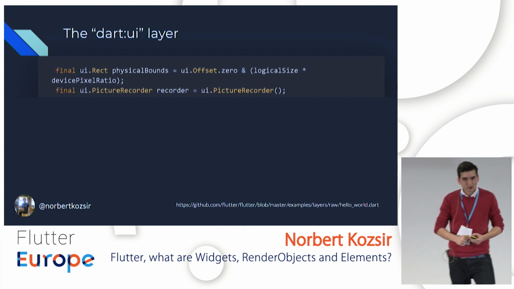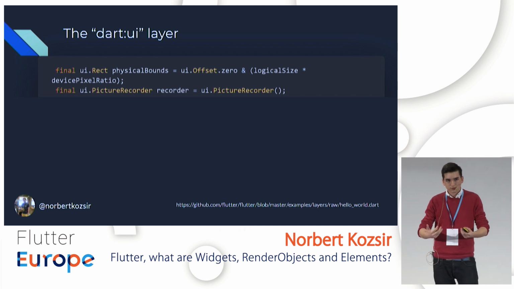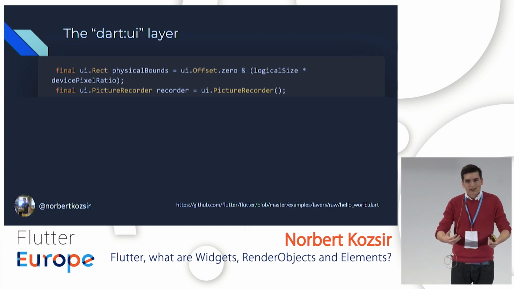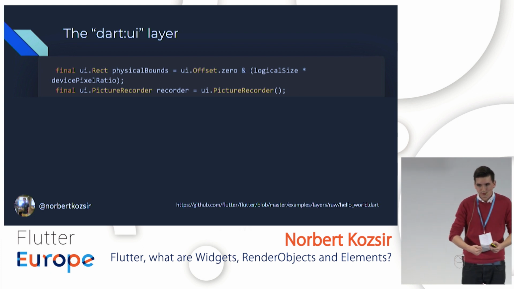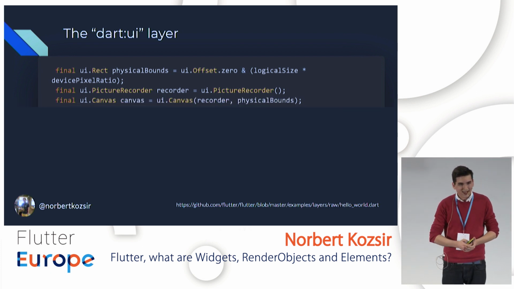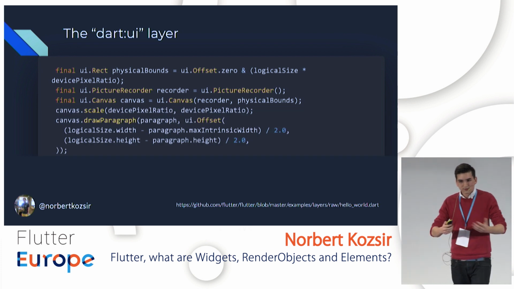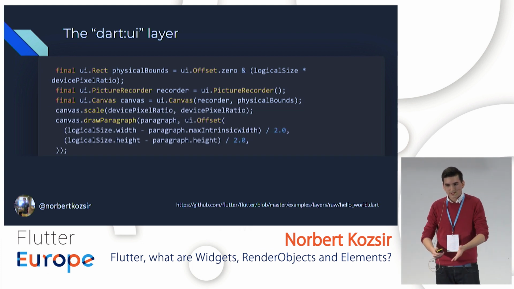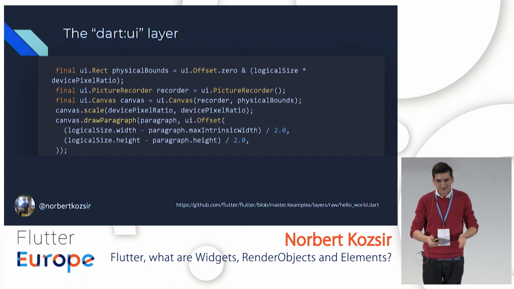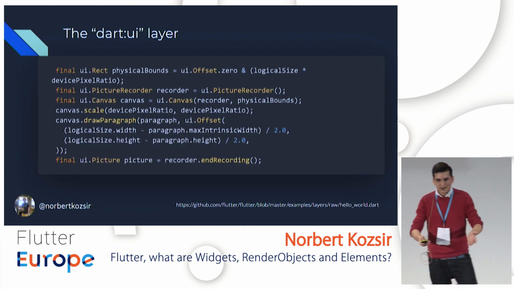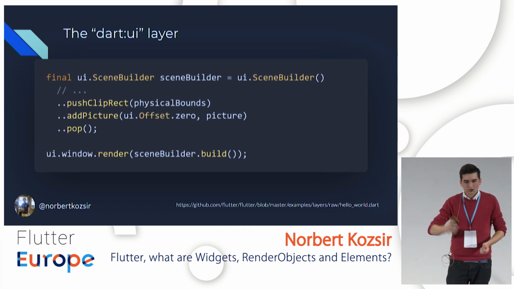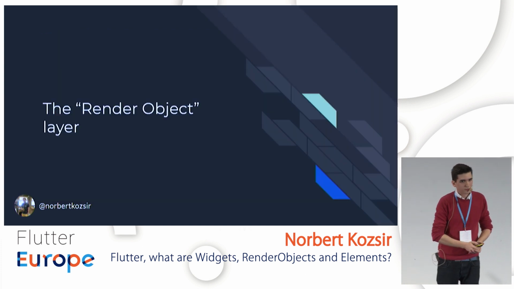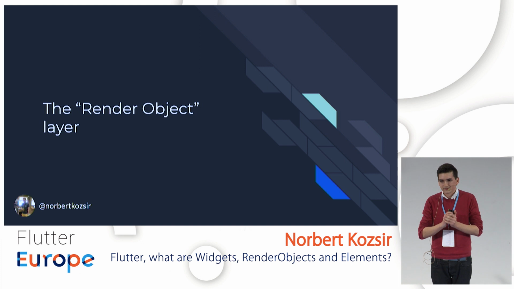We instantiate a picture recorder, which basically records the commands we want to do to the canvas. So we don't actually draw on the CPU, but we buffer those commands and send them back to the GPU layer. Using that, we create a canvas. We use the canvas to draw things. Notice how we have to manually calculate stuff. And at the very end, we end the recording, we build the scene, and send it off to render. It was a lot of work, so let's see what we can do better.